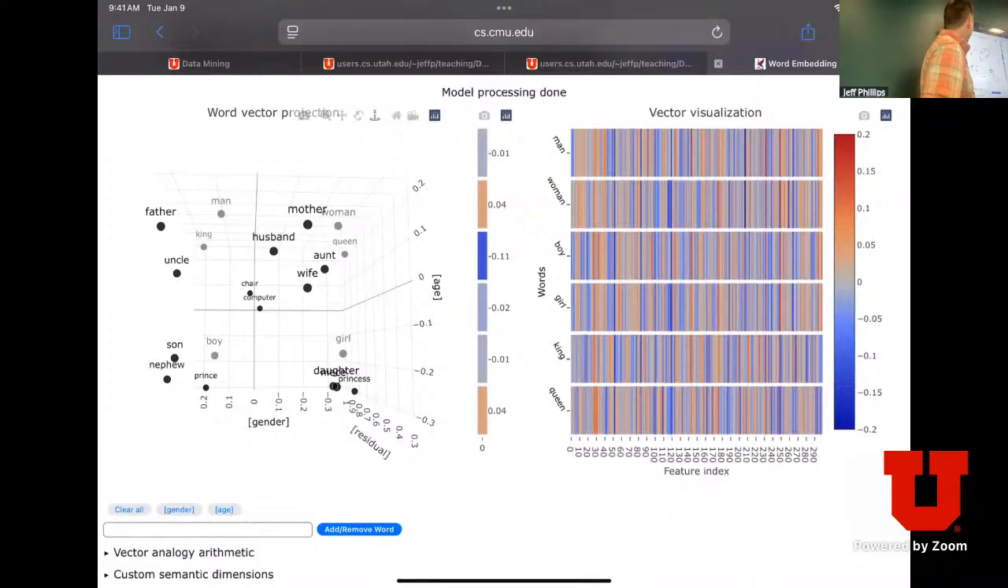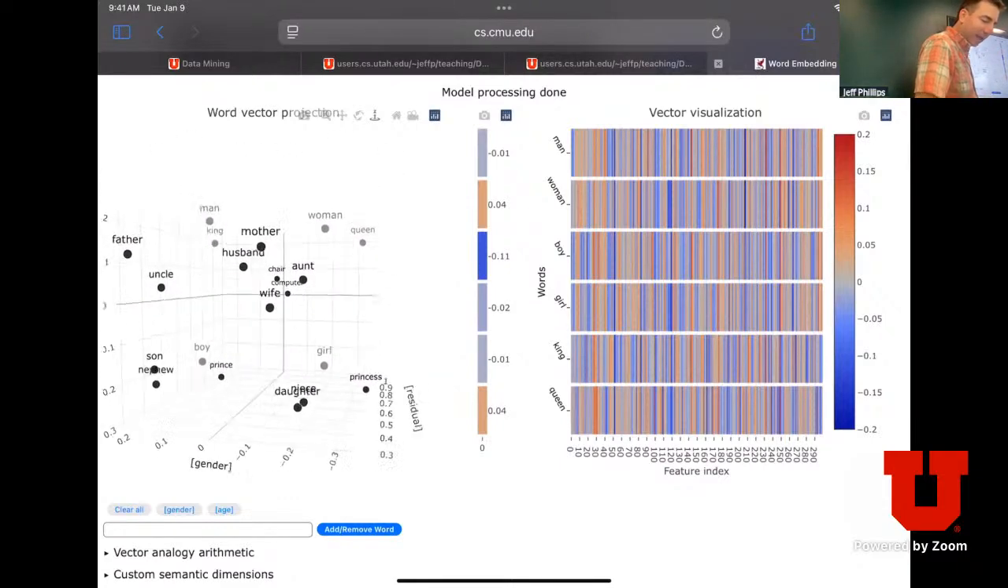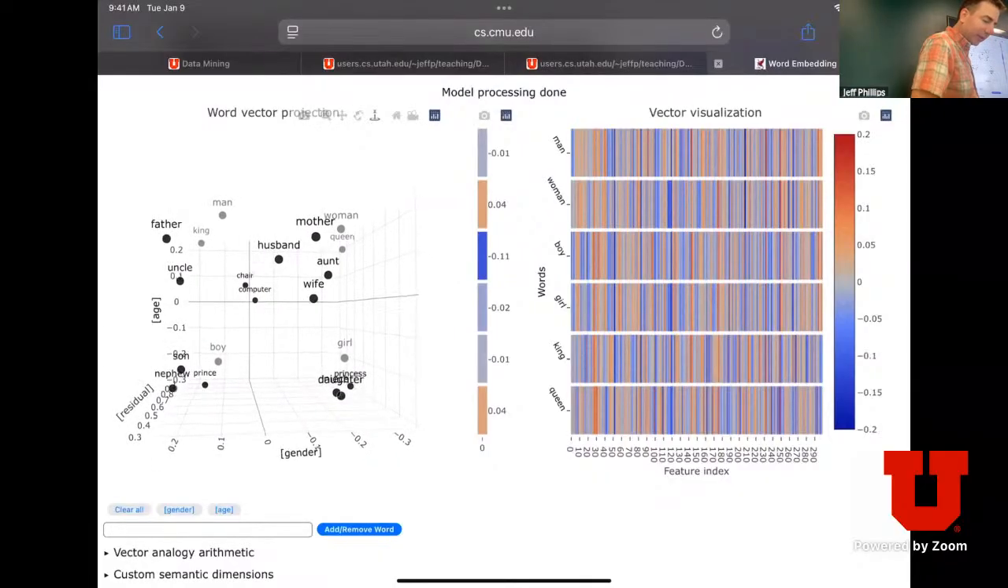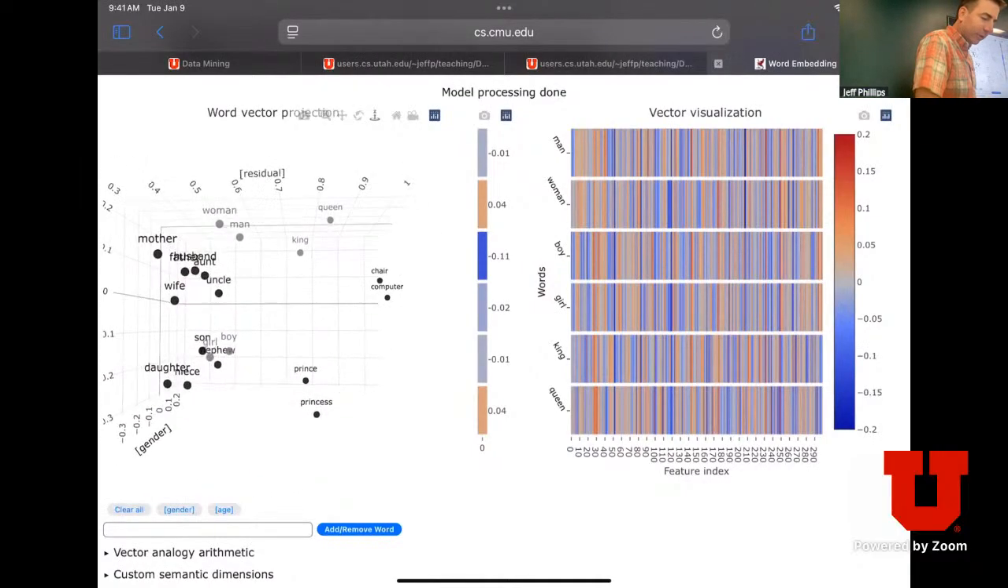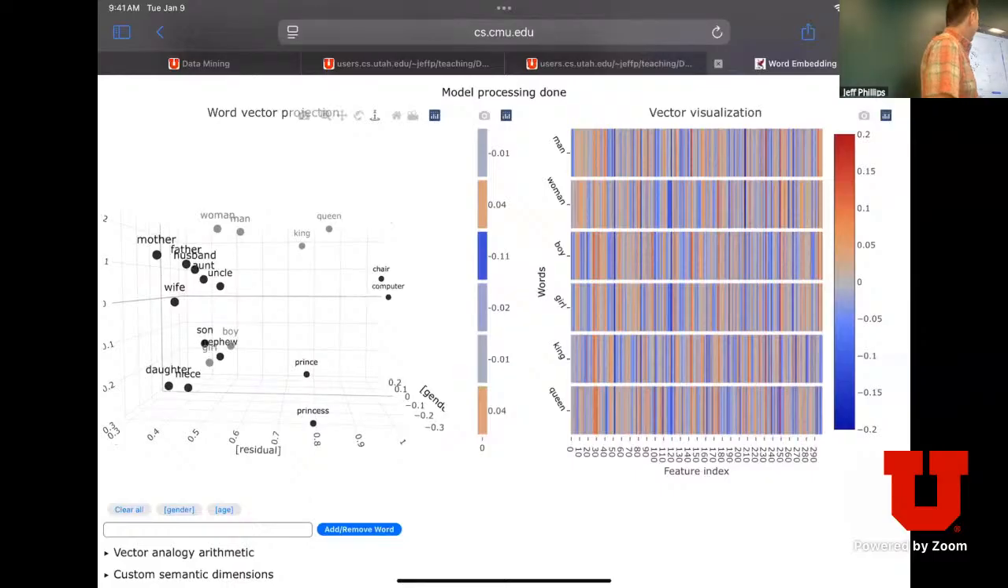So if I line it here, a bunch of the definitionally male words are on this side, definitionally female words are on this side. They also have an age axis. You can kind of see it here: the adult words, father, uncle, king, man, wife, aunt, mother, woman, queen are on the top. And the children words, nephew, prince, boy, girl, princess, daughter, all on the bottom. And then they have some residual other axis where other words like chair and computer.